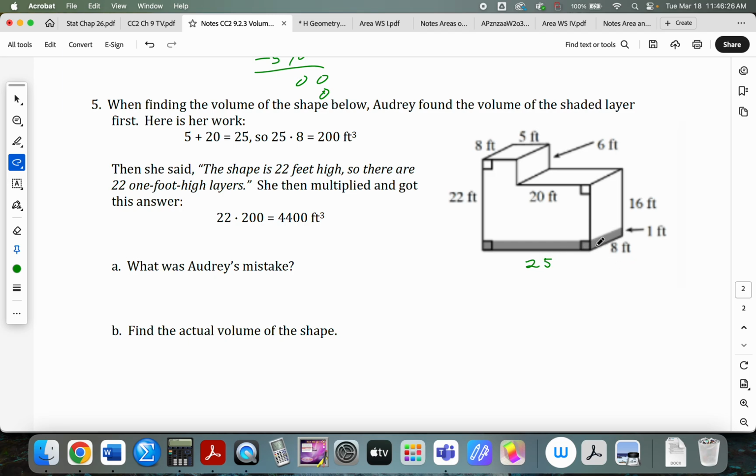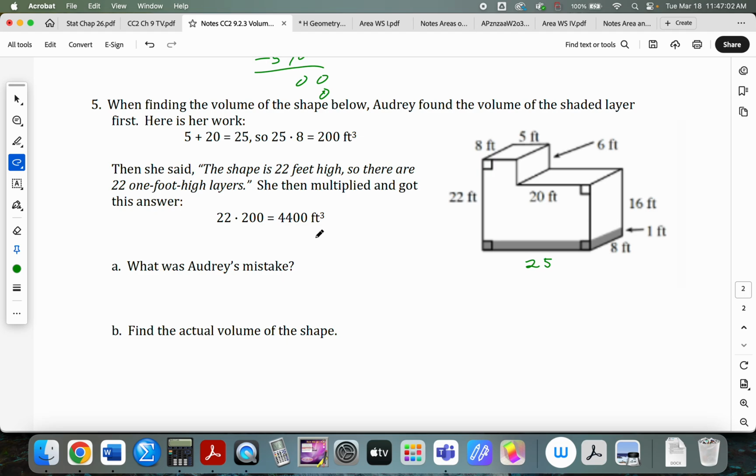And this distance is 8. So she multiplied those two together and said it was 200 cubic feet on the bottom, right? Is one layer deep 200 cubic feet at the bottom here? 25 times 8 is 200. And then she said the shape is 22 feet high. So she multiplied that times the 200 and got 4,400 cubic feet. It's only that big a little bit, and there's that part.